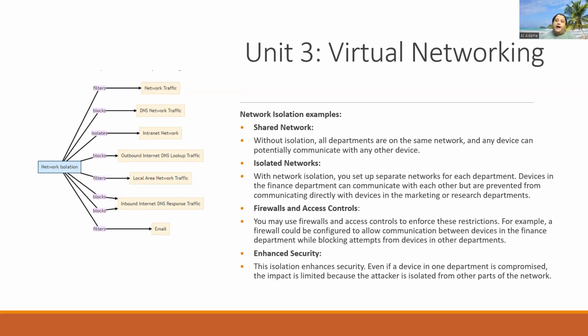Now, isolated networks. With network isolation, you can set up separate networks for each department. HR with HR, finance with finance, accounting with accounting, and graphic design with graphic design, things like that. Devices in the finance department can communicate with each other, but are prevented from communicating with devices in the marketing or research departments. Ta-da! That's the whole point. It's a really simple example, and it's a good example of why you would isolate and who would talk with who.